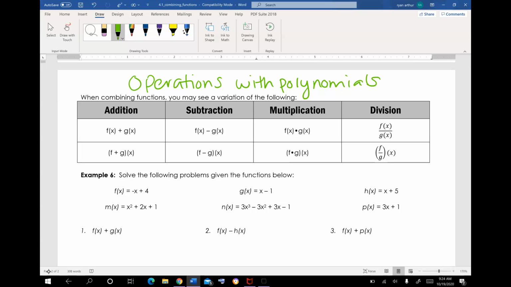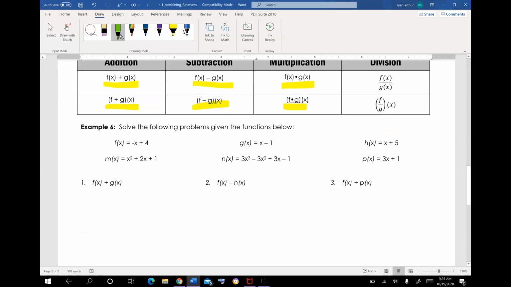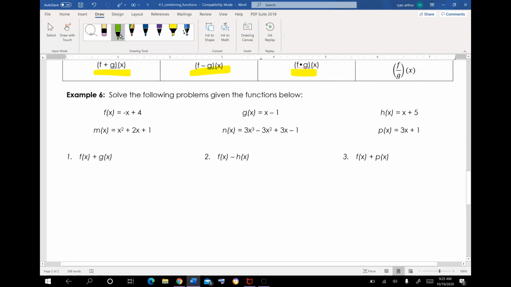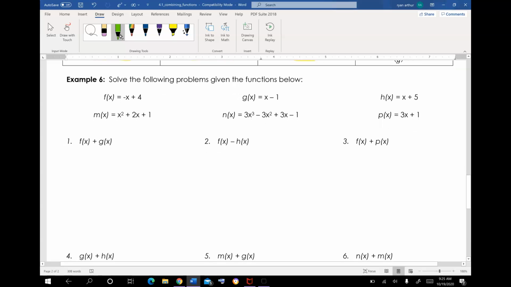All right, so these are the different ways that you can write your operations. You can say f of x plus g of x, or we can say f plus g of x, and it means the same thing. So same thing with subtraction and multiplication, okay? All right, so let's actually do some problems, okay? Zoom in. All right, so the first one says I want f of x plus g of x.